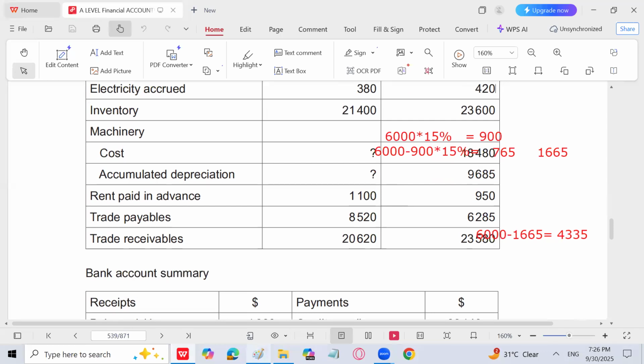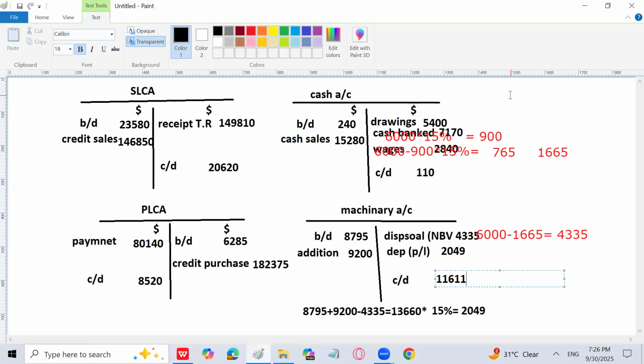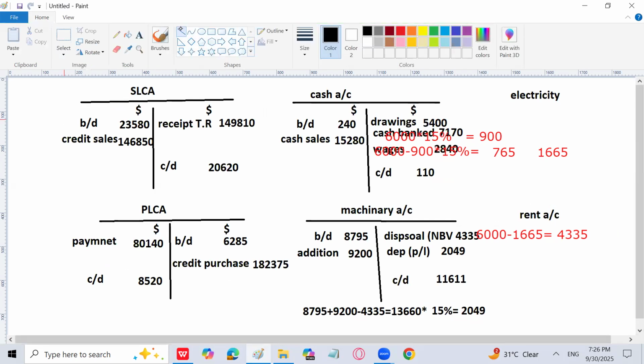Let me see, the T account here for electricity and for rent. So let's prepare that. If you can do the calculation directly, it's up to you. You can do that. But I am going for the working just to make you realize that you understand the things well, rather than just solving the question.